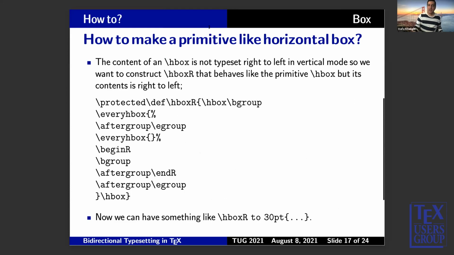So next, we want to put an HBox and the material in a right to left mode, but in vertical mode, the HBox is actually typeset left to right. So we want to define a control sequence HBox R that behaves like the primitive HBox, but its contents is right to left. Again, the definition that I have given here is a very simplified version of the one in the bidi package. And once you do this definition, you can now do things like HBox R to, for example, 30 pt, and then typeset your box.